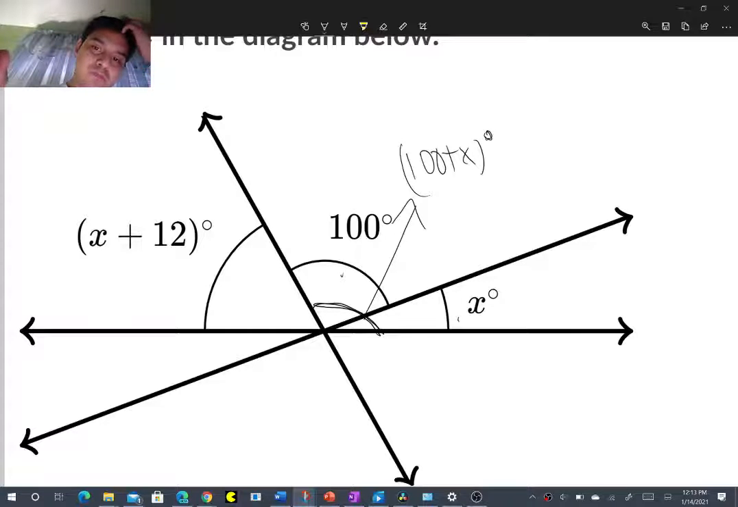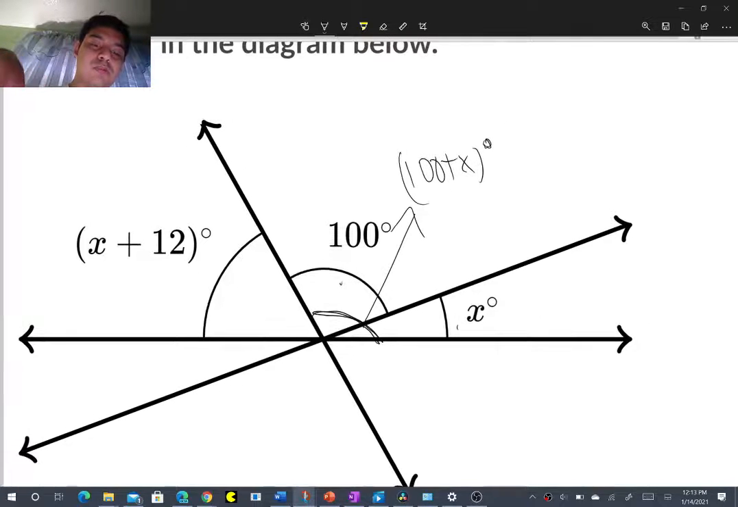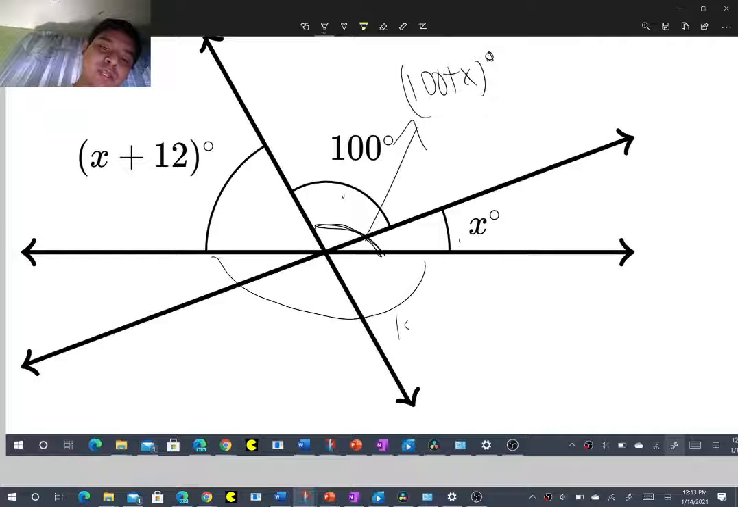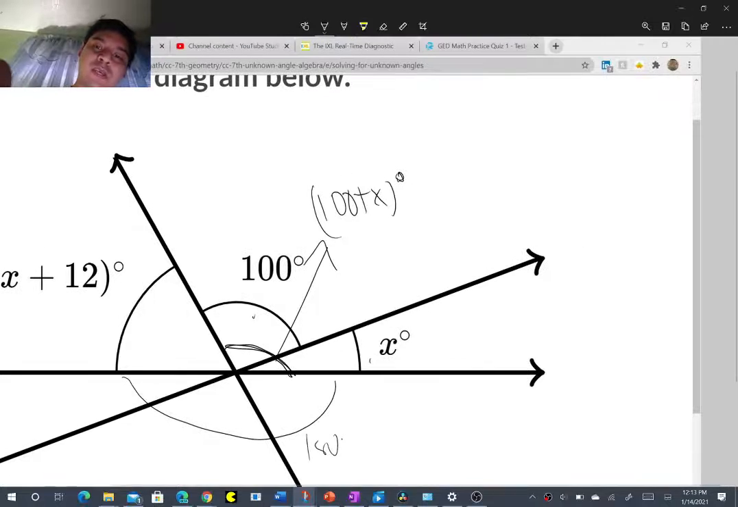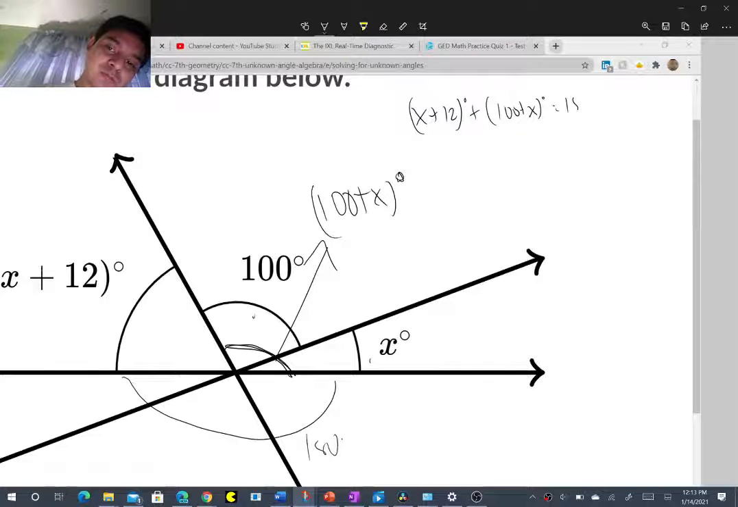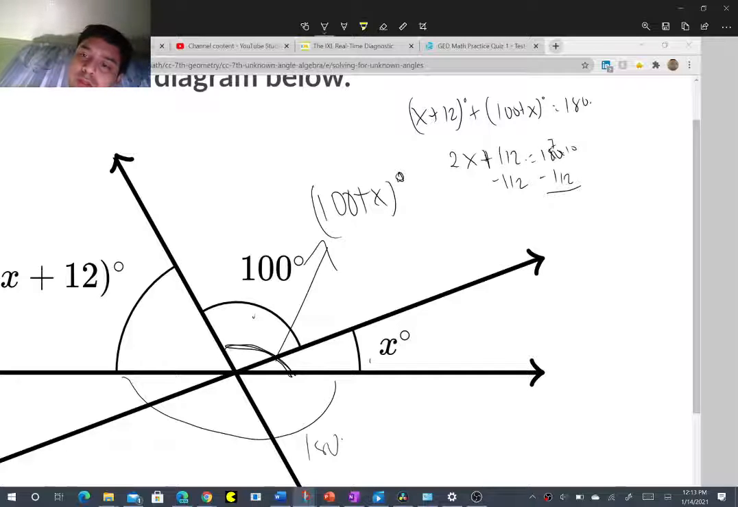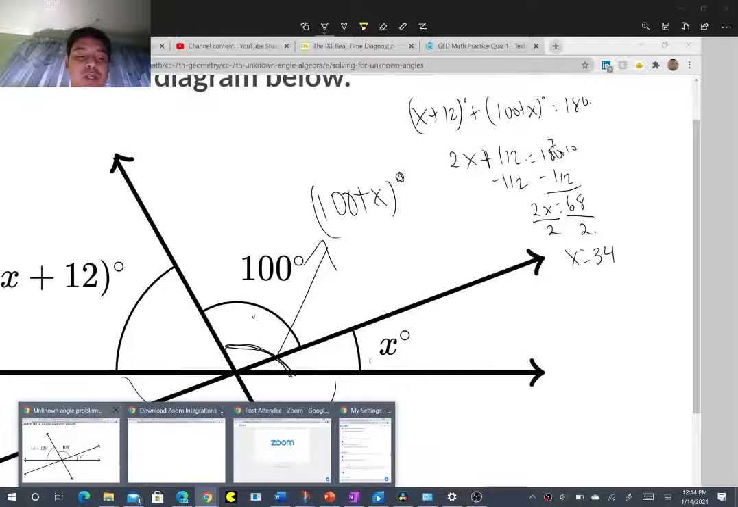Okay, and we know that this entire angle is 180. So if I say x plus 12 degrees plus 100 plus x degrees, that's 180. Then we can say 2x plus 112 equals 180. So we have 68 equals 2x. Divide by 2 on both sides, you get x equals 34. So yeah, x equals 34 for this one.